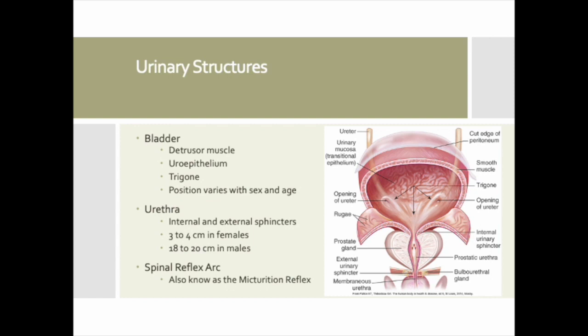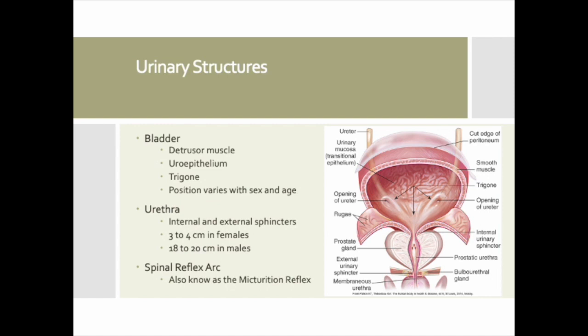Uroepithelium is also going to line the urinary tract from the renal pelvis to the urethra. And it maintains an important barrier function as well. It's trying to help prevent the movement of water and solutes between urine and blood. And it also acts as a communicator, providing information about urine pressure and composition to the surrounding nerves and the muscle cells.